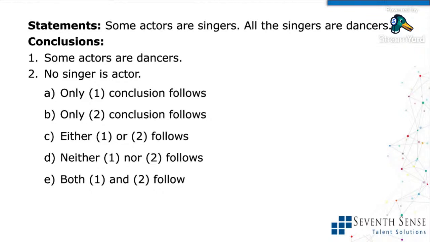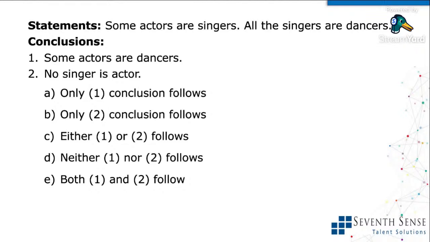Now you have to identify this. Go through your statements again: some actors are singers, all the singers are dancers. Based on that, I want you to check which conclusion is true and which conclusion is false. Basically, if your first conclusion is true, you have to go for option A.